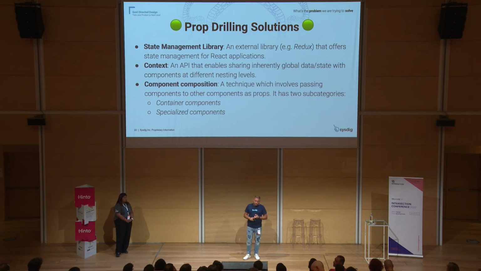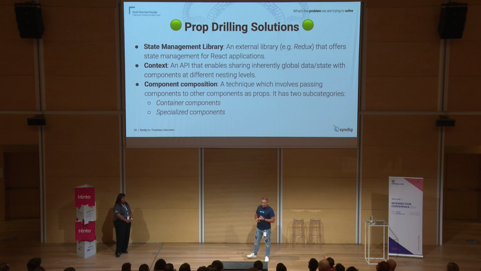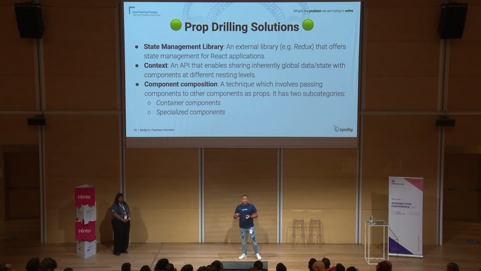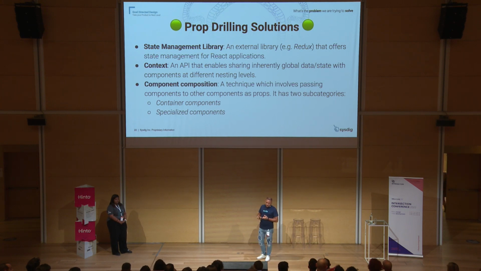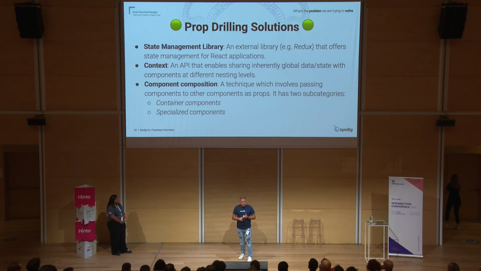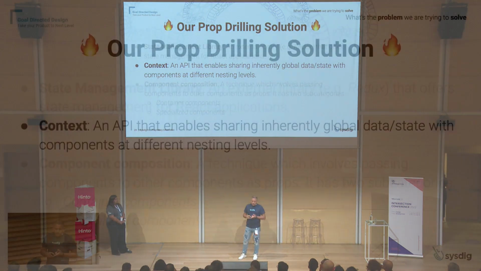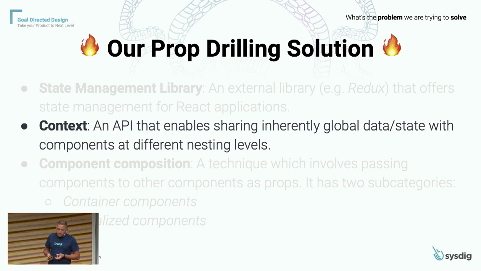Likely we have several solutions. We could use a state management library, such as Redux. All of you front-end engineers, you know what I'm talking about. But we can also leverage the context API that React itself provides. Or we could use a technique, which is component composition, which divides into two subcategories, which are container components and specialized components. But today, we are going to focus on the context API.